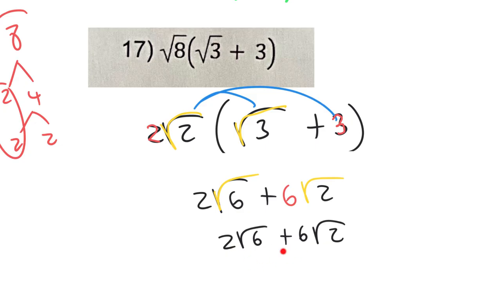It seems like maybe you should be able to do something with that, but you can't because that's a radical 2, that's a radical 6. That cannot be simplified any further. This is kind of like a 6x, and this is kind of like a 2y, and you can't combine those. Okay.